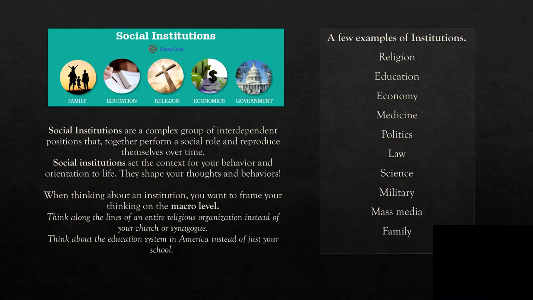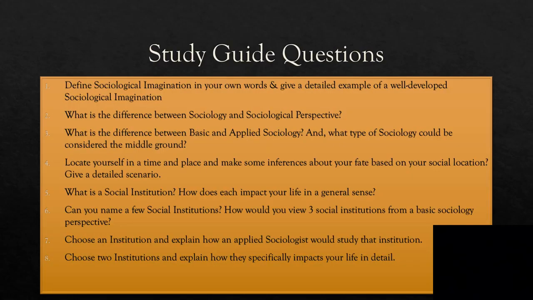A few examples of this would be our religion, our education, our economy, medicine, so think of the medical field as a whole, not your doctor's office, politics, law, science, military, mass media, and family. These are a few good examples of institutions. Okay, so our study guide questions, also found in your discussion board, that I would expect you to answer as a group. You can divide them up any way you would like, are the following 8 questions.